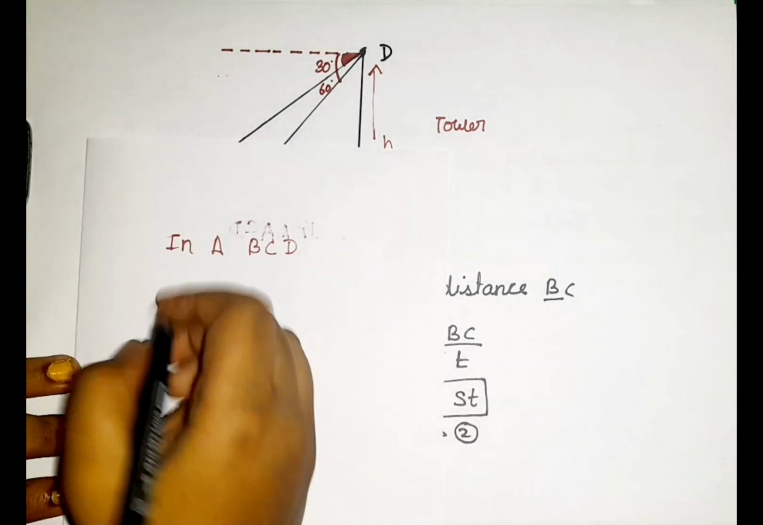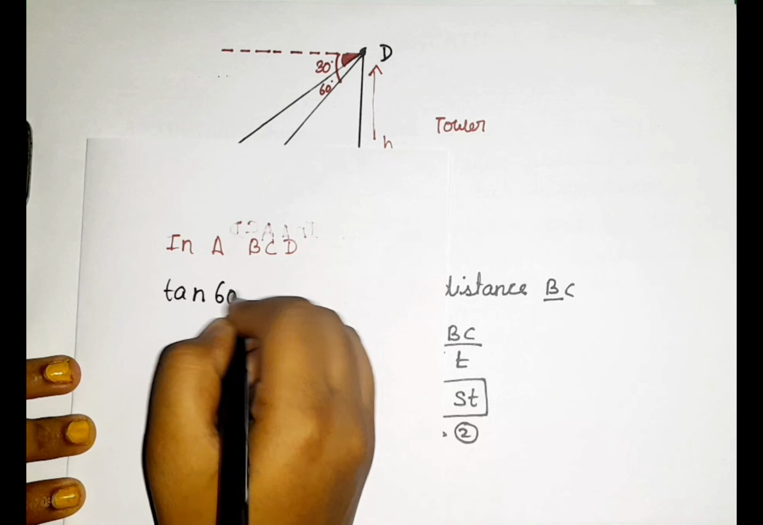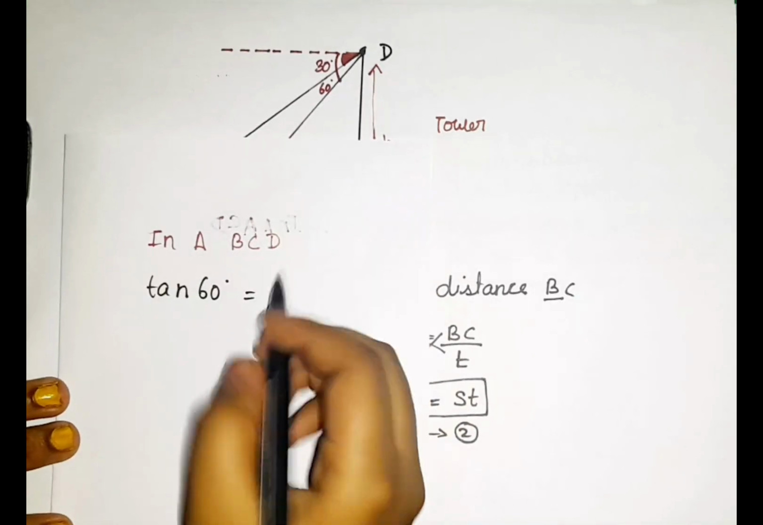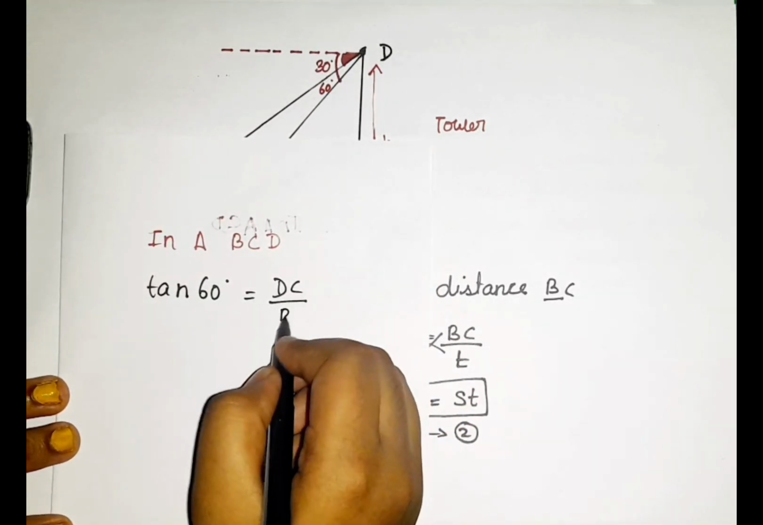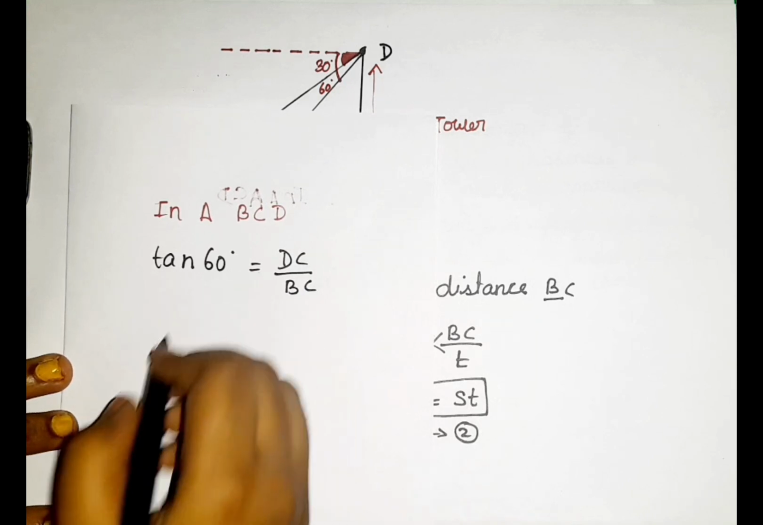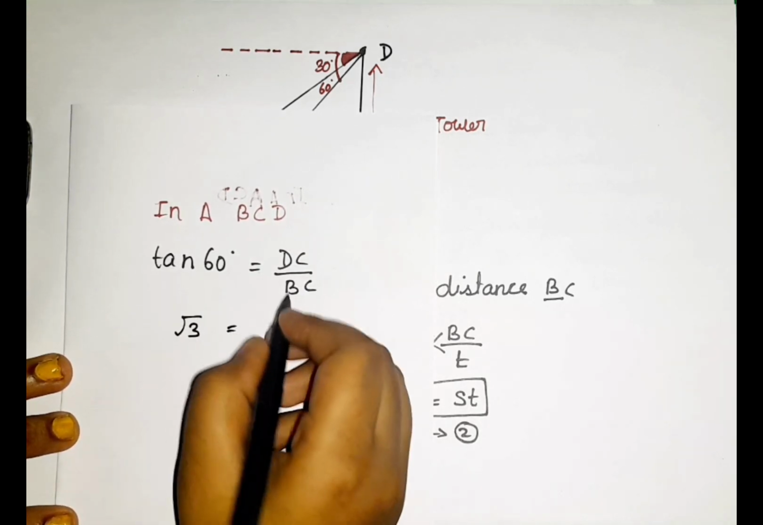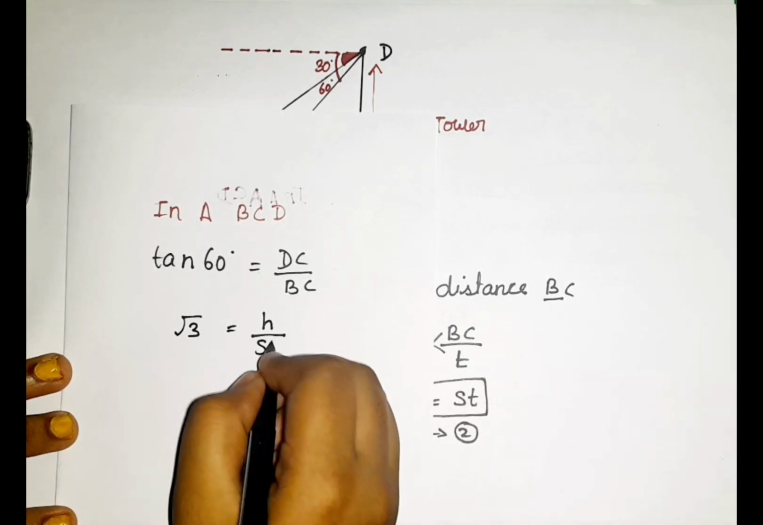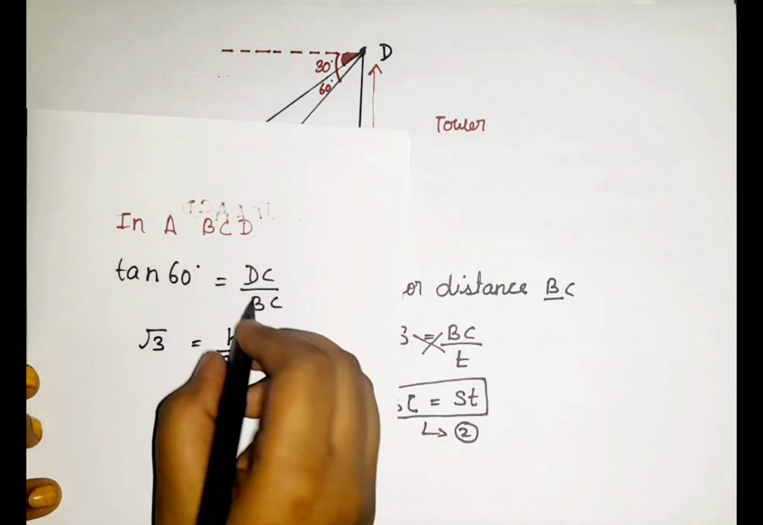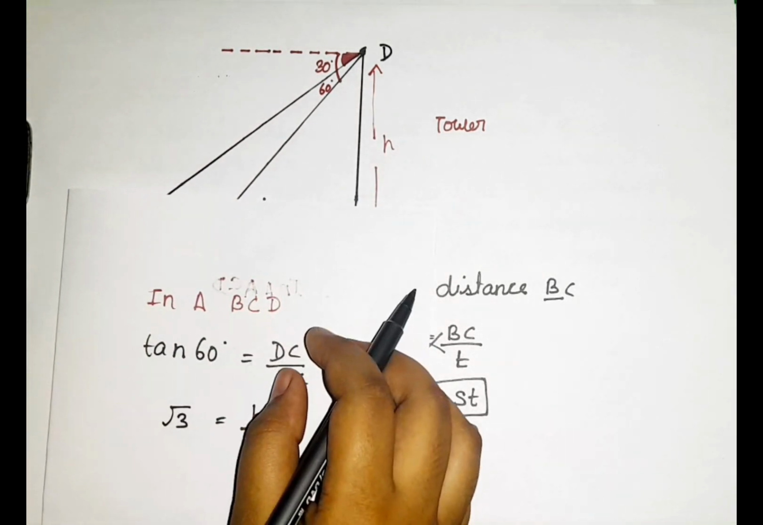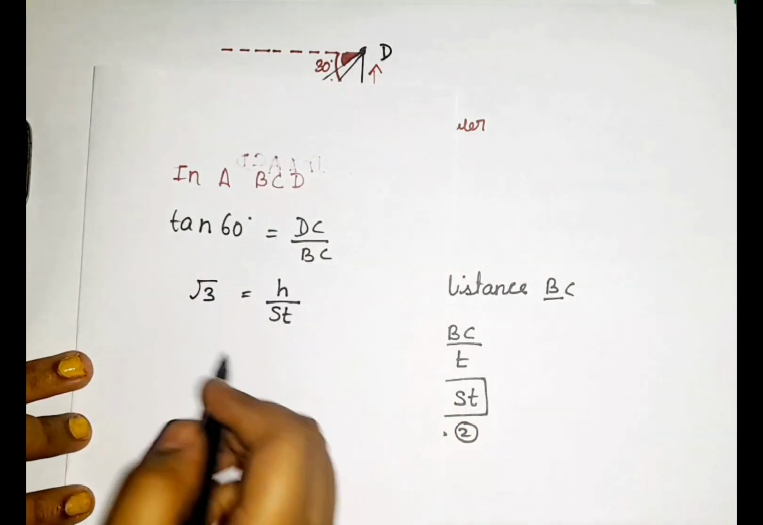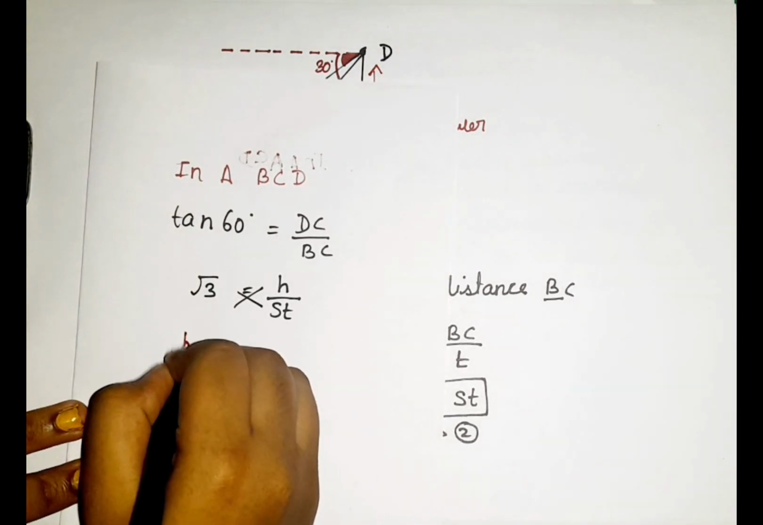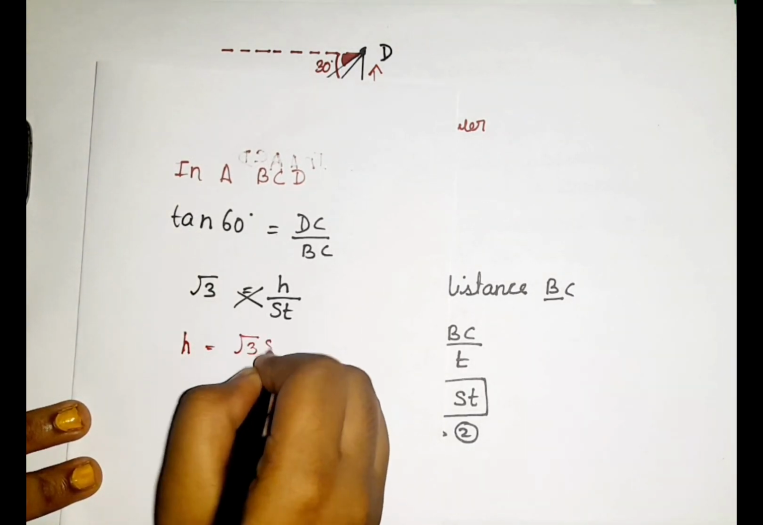So tan 60 degree is equal to the opposite side, which is DC, and adjacent side is BC, so DC by BC. Tan 60 degree value is root 3, which is equal to the DC value h divided by the BC value st. So here BC value is st, DC value we took as h, isn't it? Now let us cross multiply. So when I cross multiply, I will get h is equal to root 3 into st.